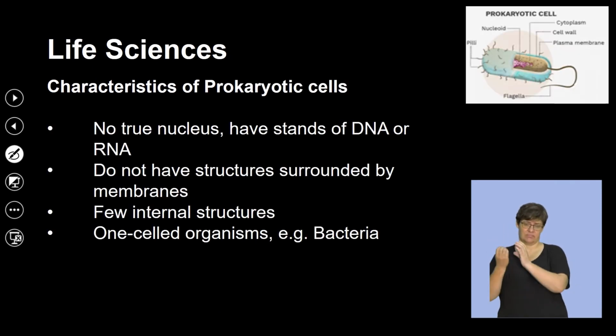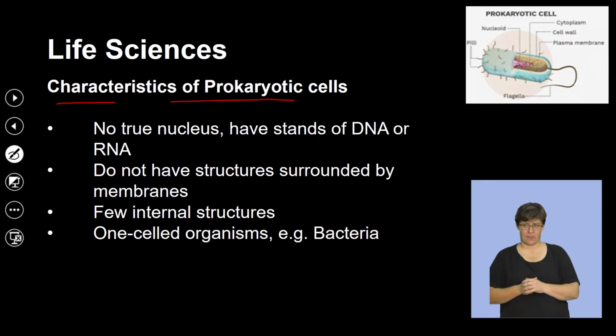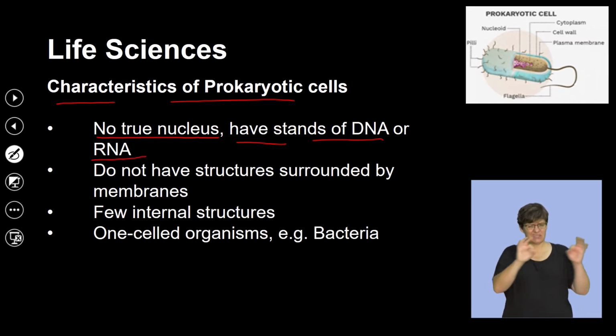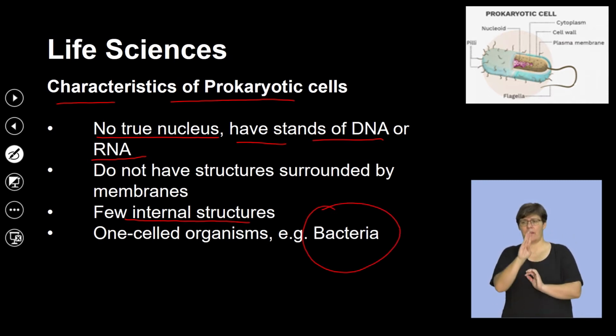So the characteristics of a prokaryotic cell would be that they have no true nucleus, they have strands of DNA or RNA that are not bound by a membrane. They show few internal structures. An example of this would be bacteria or even some of your viruses.